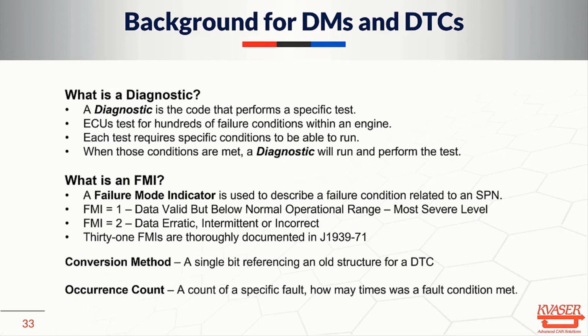Failure mode indicator 2 is data erratic, intermittent, or incorrect. And there's quite a few others. They're defined in J1939-71. There's 31 of them total.